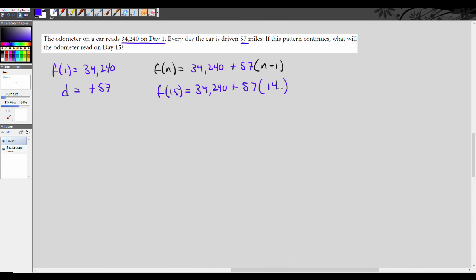And so we work this out. So 57 times 14 equals 798. And 798 plus 34,240 equals 35,038. So on day 15, the odometer on the car should read 35,038.